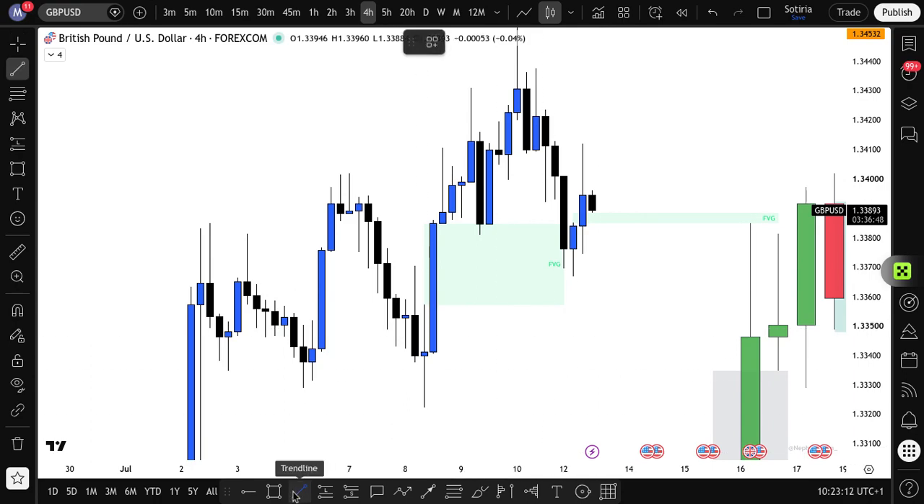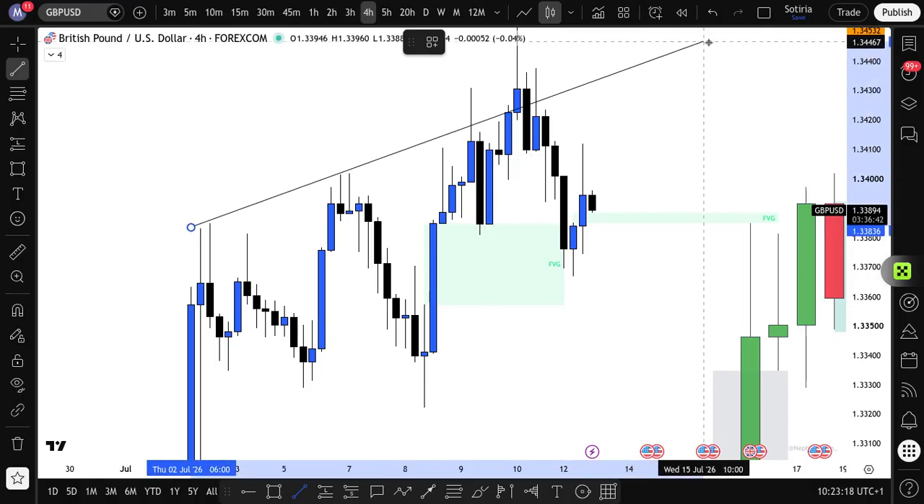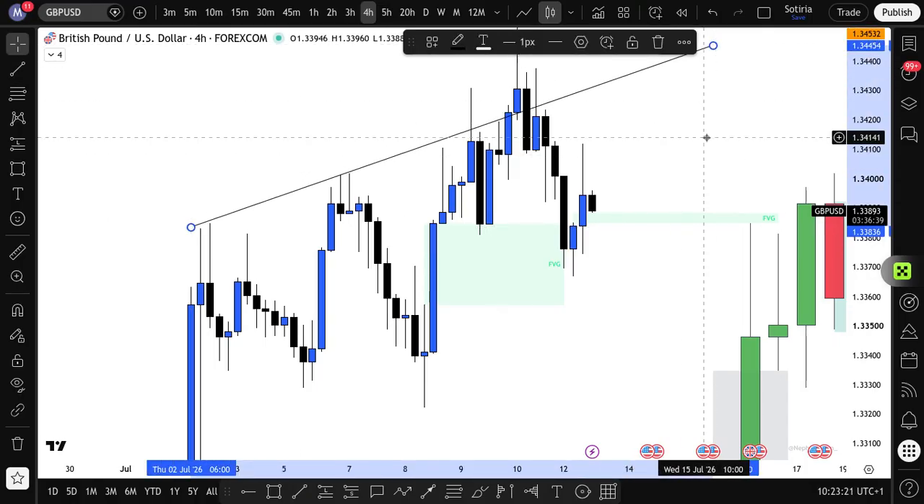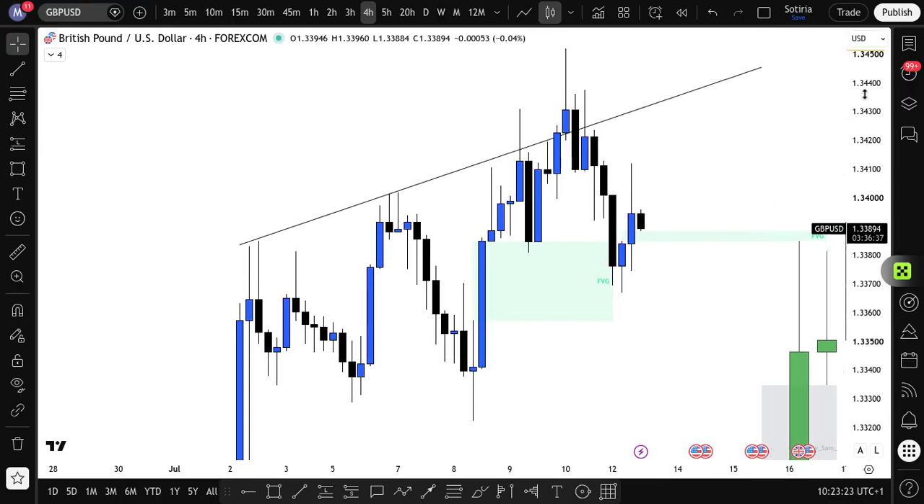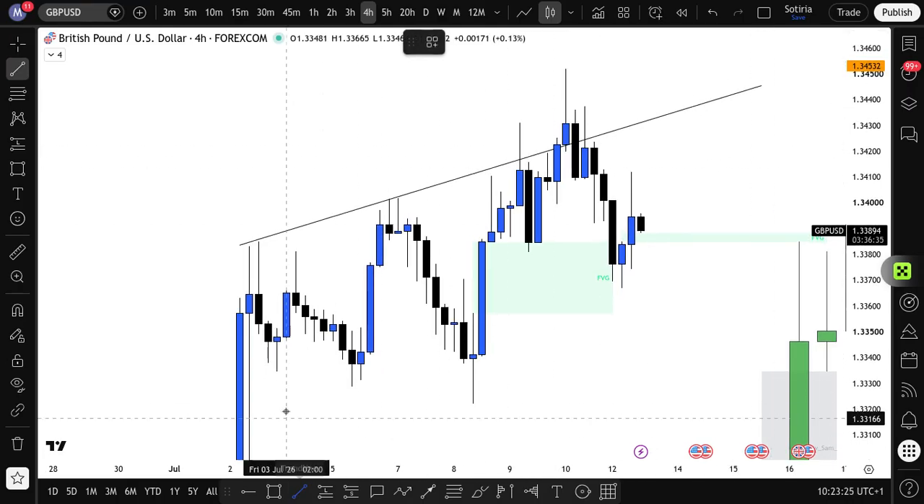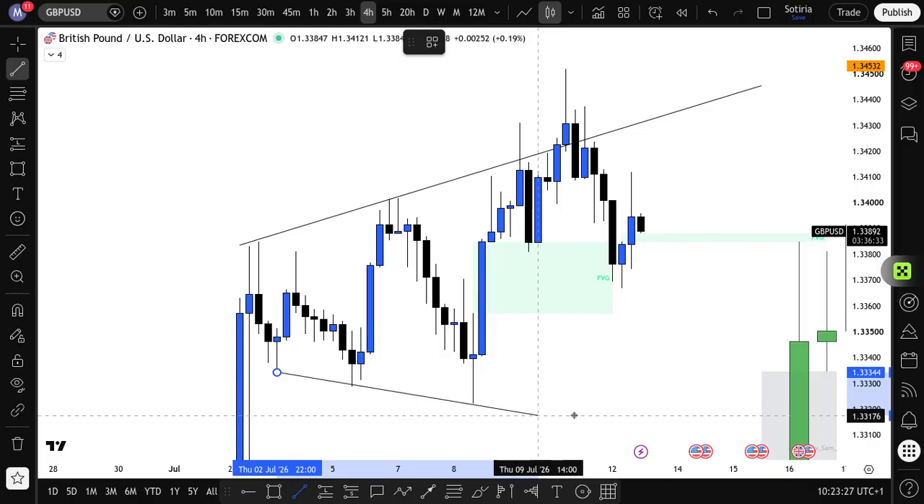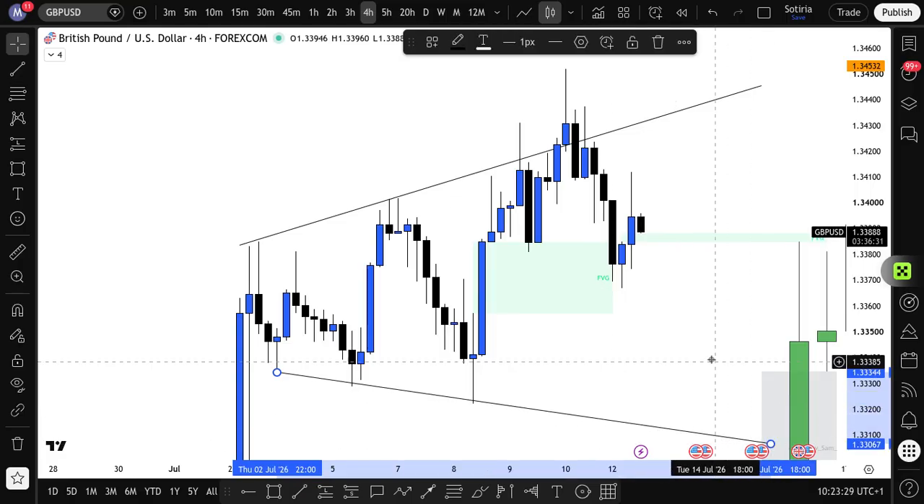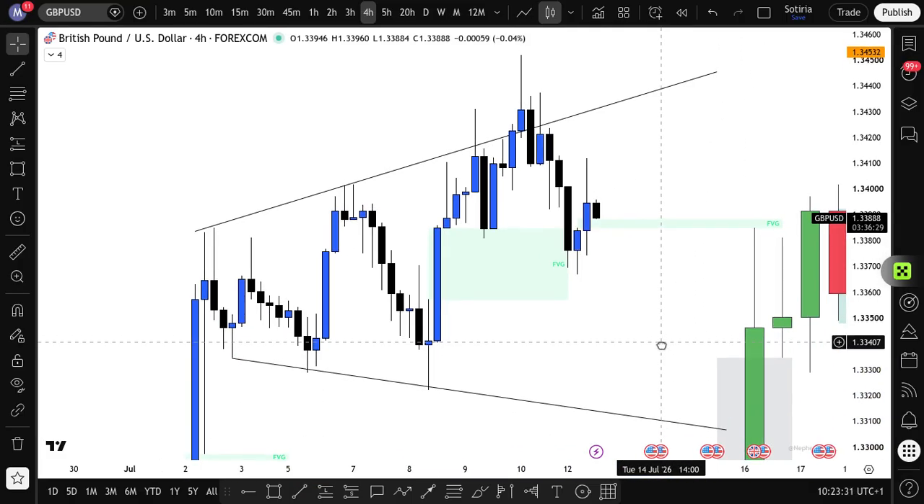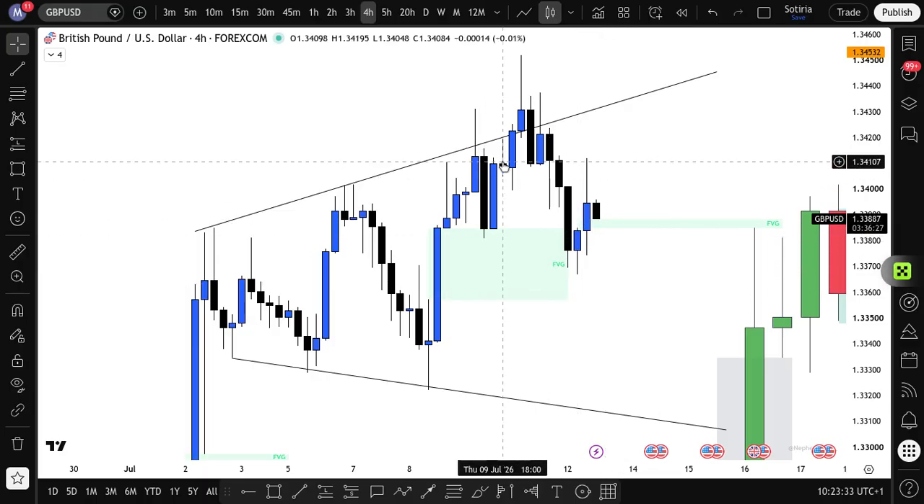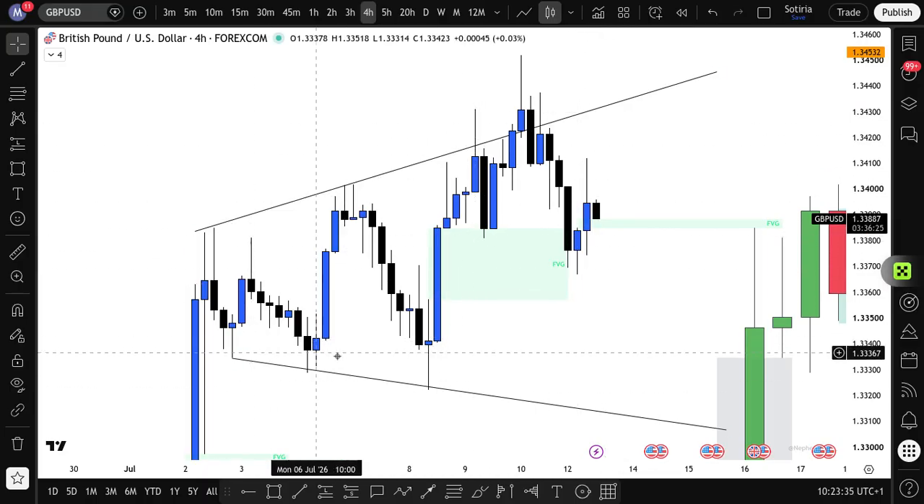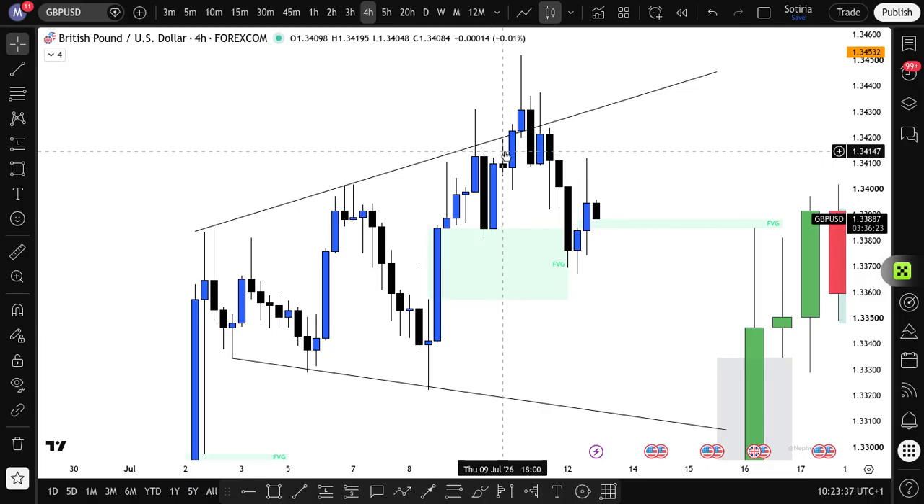I pointed this out last week. This is what is going on on the 4-hour time frame. We have this broadening triangle that is going on the 4-hour time frame. Price came here, rejected. We have 2 rejections here. We have 3 rejections here.